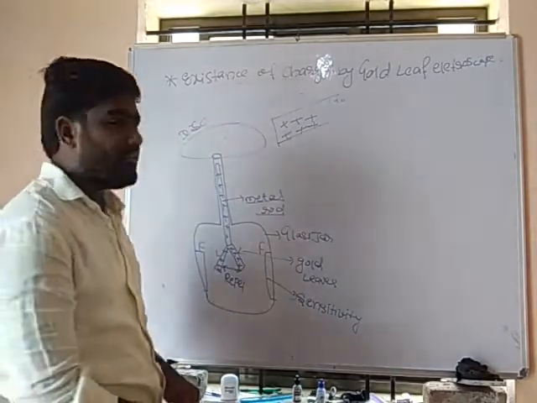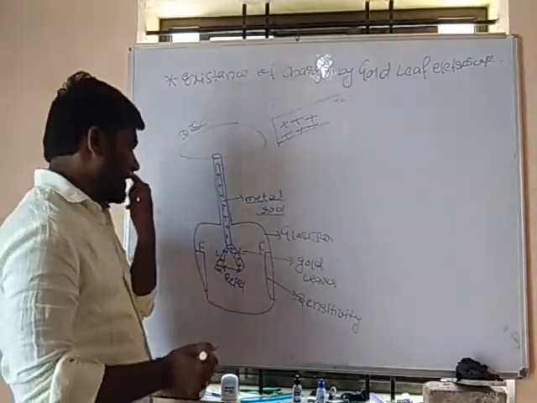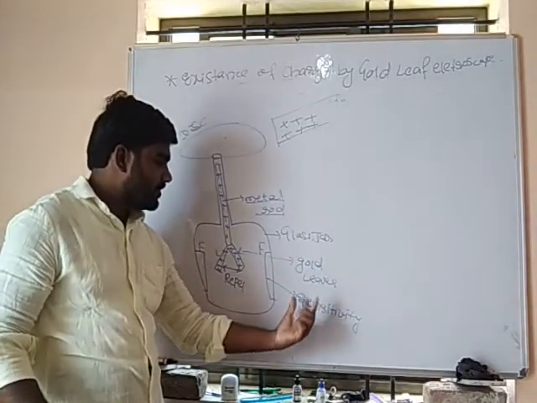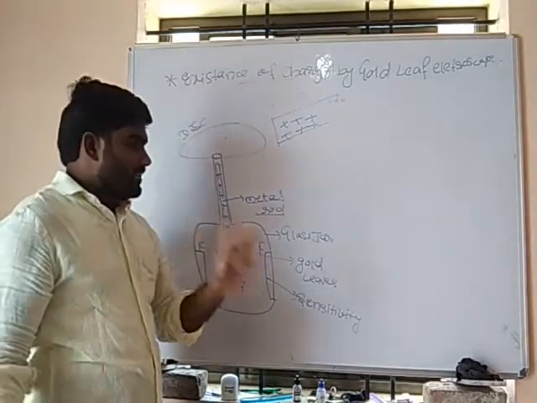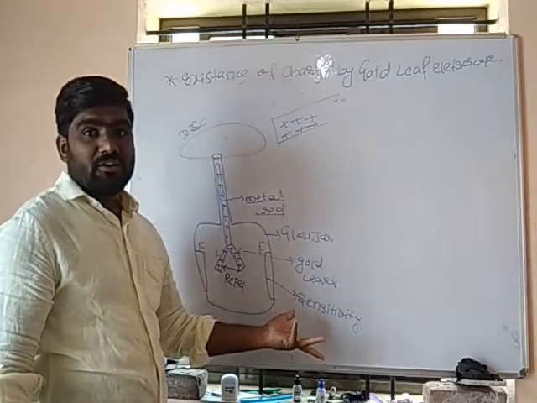Nothing else is there in the gold leaf electroscope. Just take a glass jar, metal rod, gold leaves, and discuss sensitivity. So explain all these terms. That's all. How to explain?